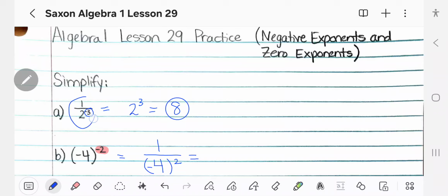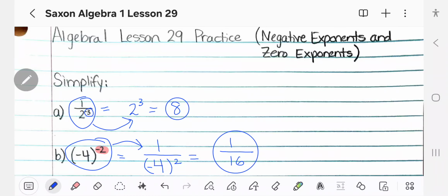So if the negative exponent was in the fraction, bring it out. If the negative exponent was not in a fraction, we'll take it to a fraction. Whatever we got to do to get it to where it's a positive exponent that we can deal with. So this would be equal to 1 over negative 4 times negative 4, which is positive 16. So B is the 1/16.